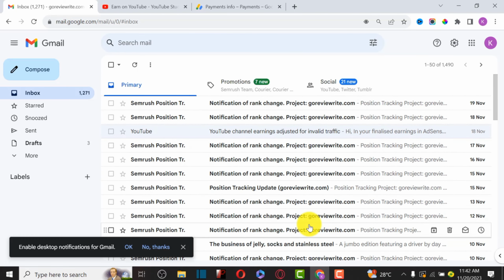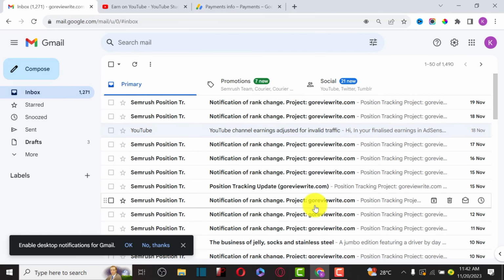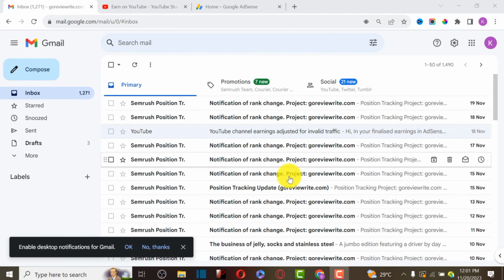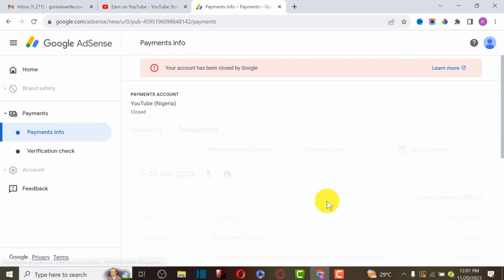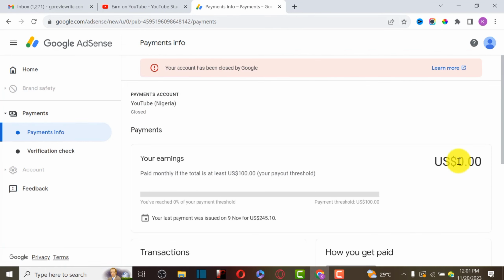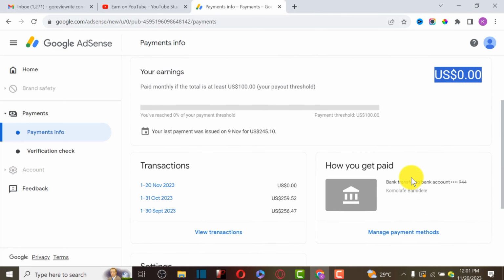For the purpose of those that have the same issue, probably you are thinking: if you have money in this kind of account, can you withdraw it? Let me show you how to do it. You have to go back to your closed AdSense account, which is here. Click on payment info to check the amount you are supposed to be paid. As you can see, this account has $0 right now because I was paid on the 10th of this month.